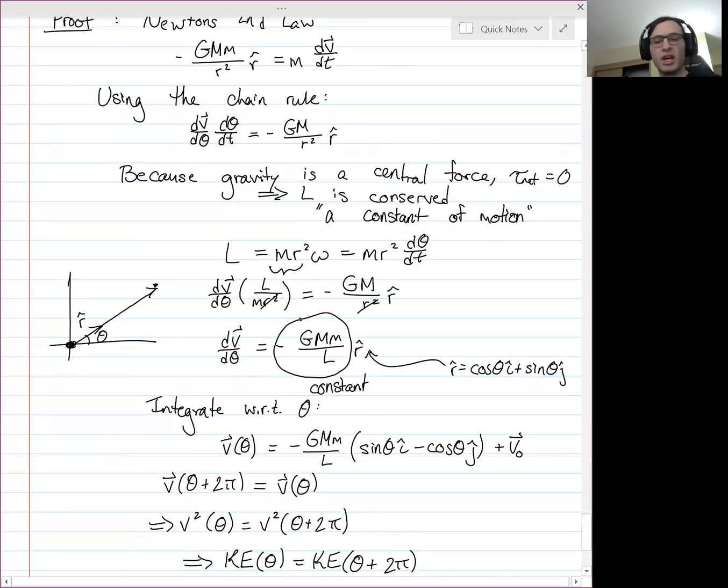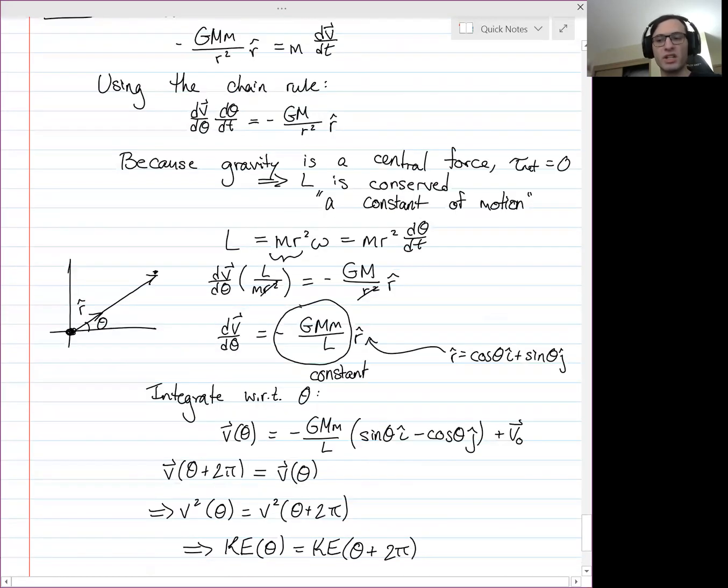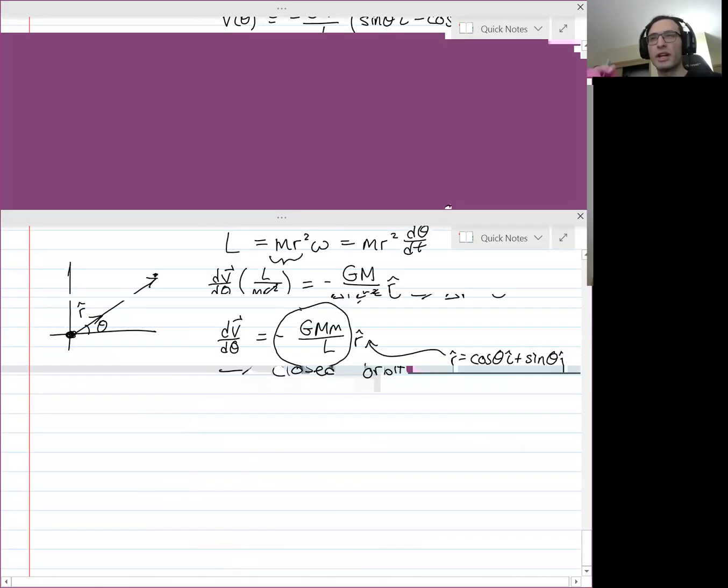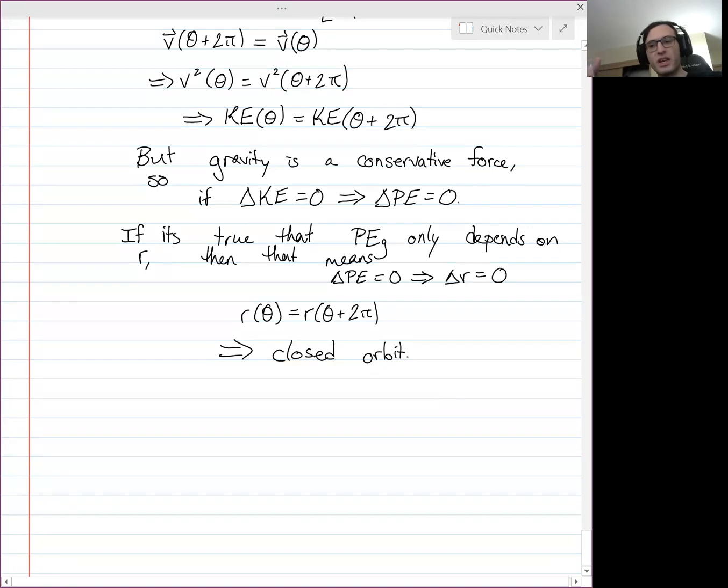I just want to summarize. The whole point is that we just used Newton's laws and integrated once, did some clever math, to show that it has to be a closed orbit. And you can do the same for the rest of Kepler's first law to show that it has to be a closed elliptic orbit, but that takes a little bit more work.